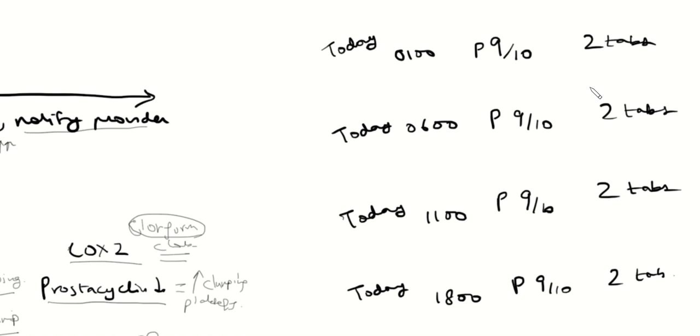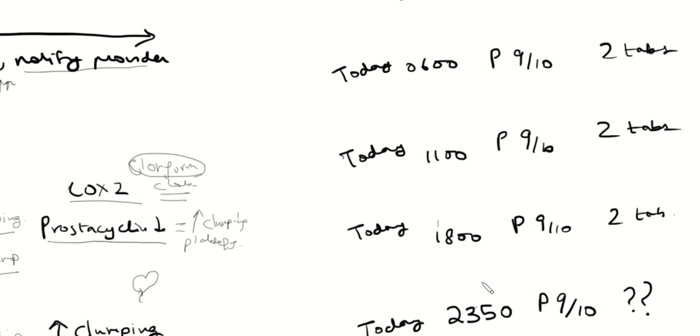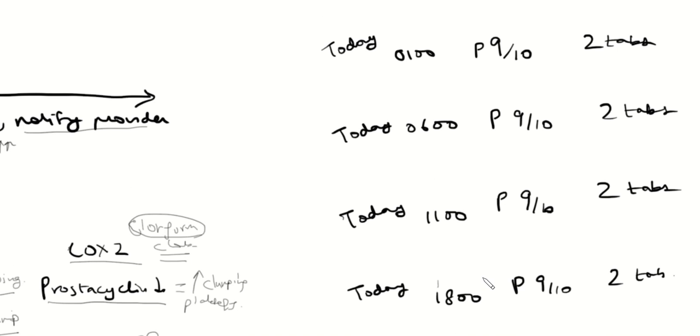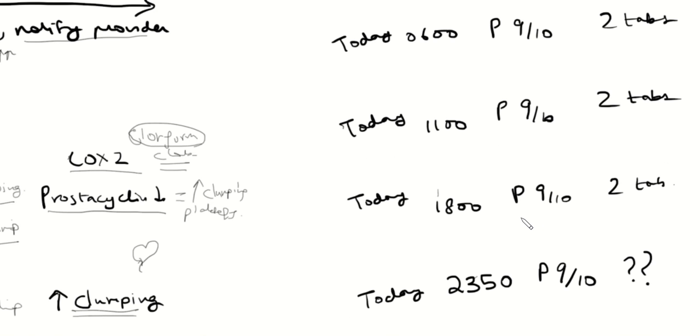At 1 in the morning, they got 2 tablets for pain of 9/10. At 6 in the morning, 2 tablets. 11 in the morning, 2 tablets. At 6 p.m., they got 2 tablets. And then at 11:50, they're complaining again of pain. What do you do? Before giving this medication, we have to actually calculate the Tylenol they have received in the past 24 hours. So the past 24 hours would be the day before 2350.